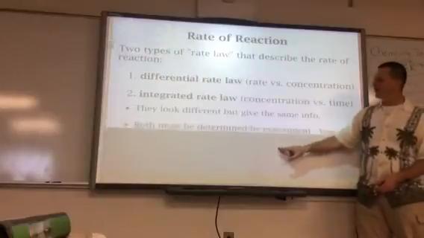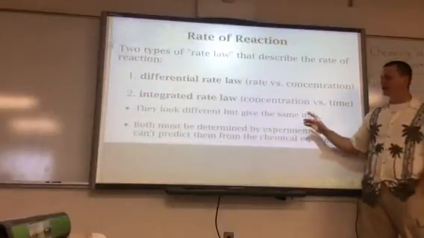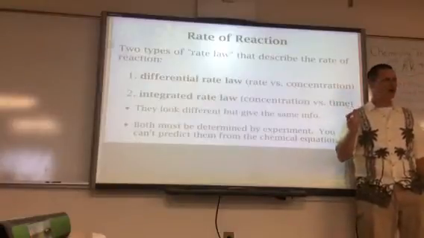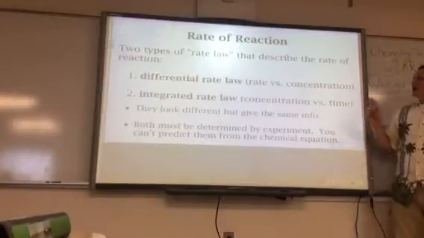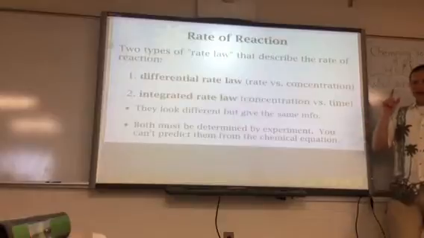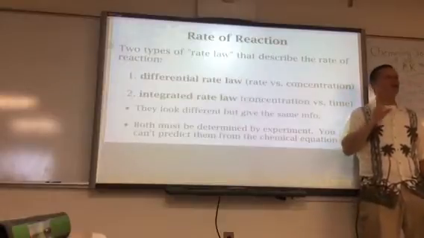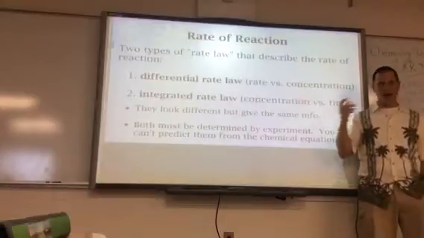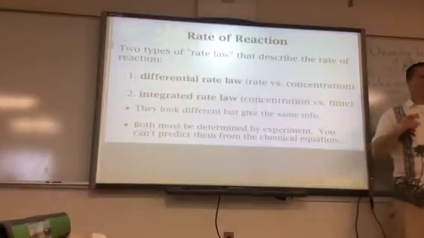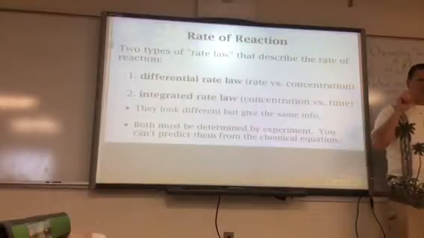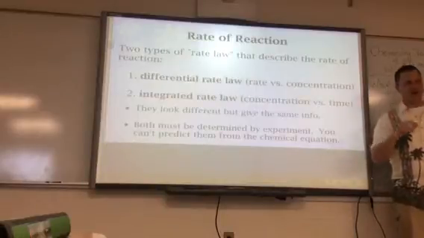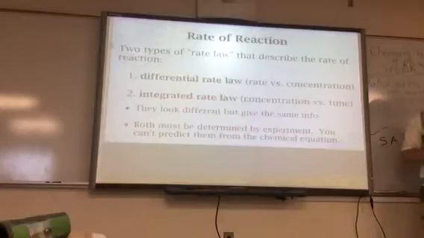And the next bullet point is very important, and we have to keep this in mind all the time because this is a real hang-up very often for people. Both types of rate law have to be determined by experiment. You can't just look at a chemical equation and say anything about the rate of a reaction. You've got to run it and make experimental measurements of concentration, time, or concentration and rate in order to determine a rate law.